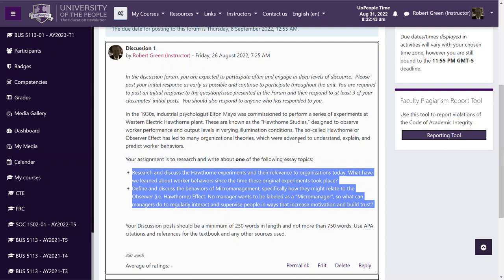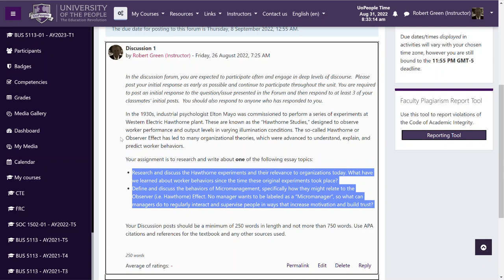These are known as the Hawthorne studies, designed to observe worker performance and output levels in varying illumination conditions. Illumination conditions meant lighting. So they wanted to see how do people work in various lighting. So if the light's real bright, how do they work? If the light was very dim, how did they work? And they created a formal study called the Hawthorne studies.